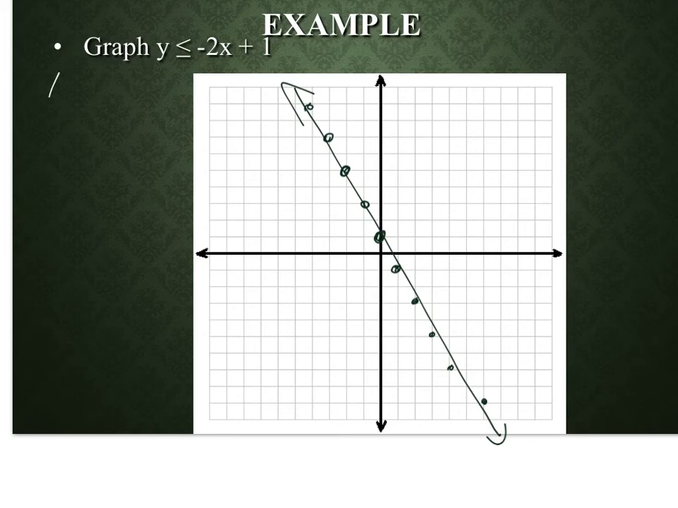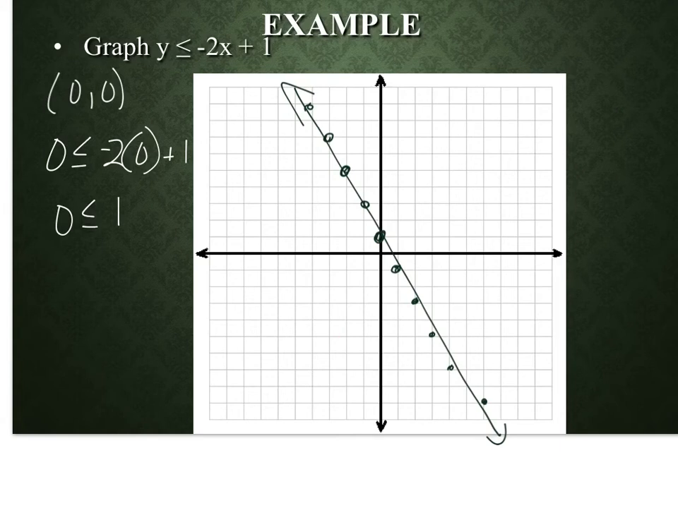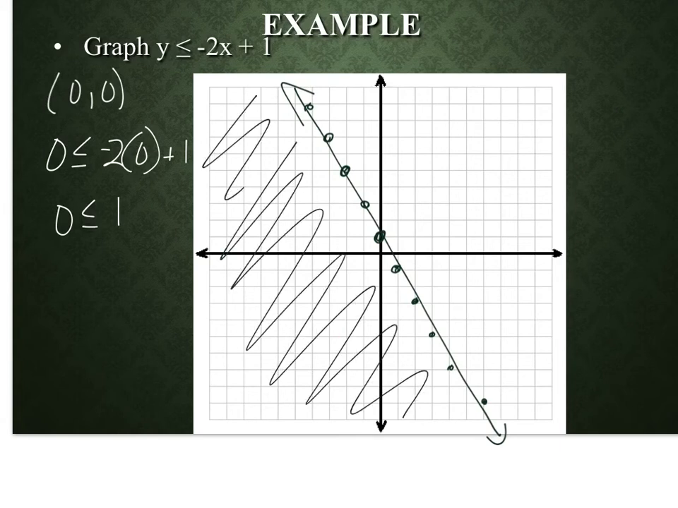So I'm going to put in point 0, 0 to see if the side with 0, 0 is shaded or the side without it. True statement would make this side shaded. Untrue would make the other side shaded. So 0 in place of the y is less than or equal to negative 2 times 0 plus 1. 0 less than or equal to 1. Is that a true statement? It is. So the side with the 0 is going to be shaded.